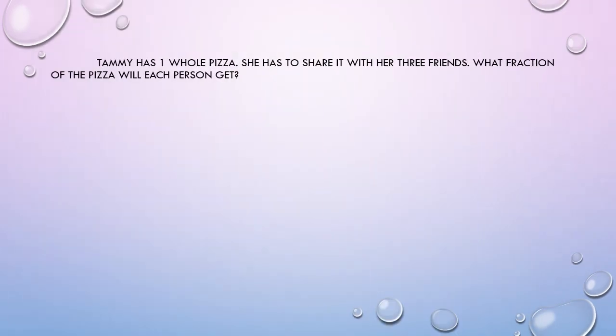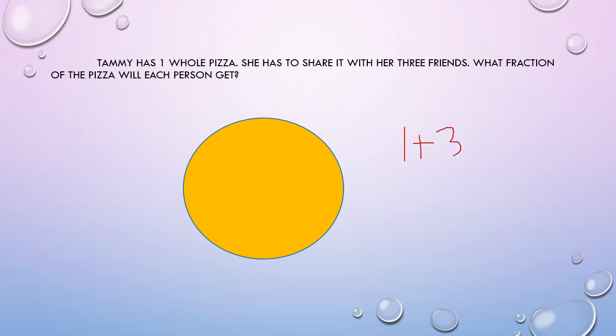So on this slide, we have a question. Tammy has one whole pizza. Here's her pizza, and she has to share it with her 3 friends. What fraction of the pizza will each person get? Well, first we need to see how many people we share it to. So she said her and her 3 friends. So 1 plus 3, which I'm sure you all know is 4.